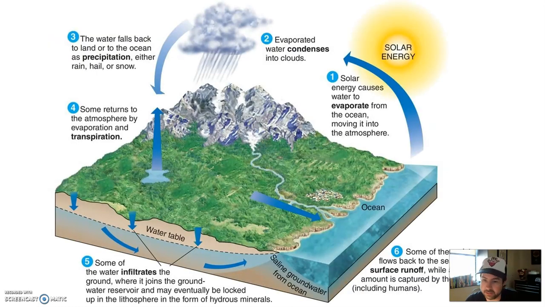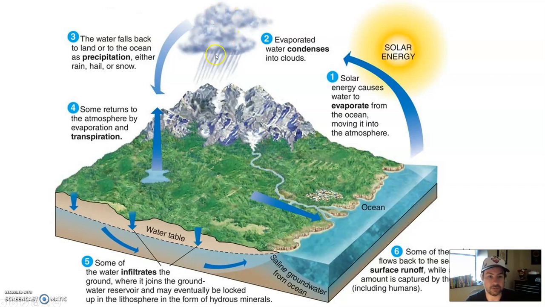So here is a quick little diagram of the water cycle or hydrologic cycle, however you want to say it. Hydrologic cycle is just a fancy word for water cycle. So it starts with the sun. The sun, for instance, heats up the ocean. That water evaporates, goes into the atmosphere, cools and condenses, creates clouds, which could create precipitation in the form of rain, snow, sleet, hail, etc.